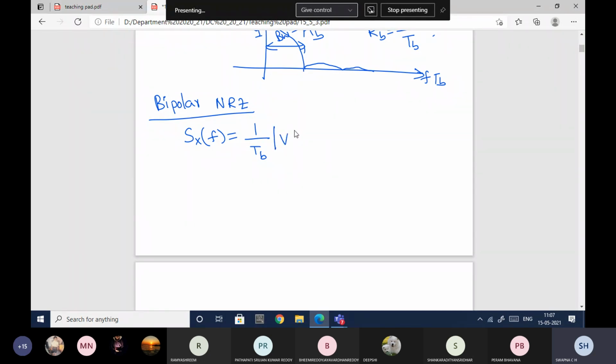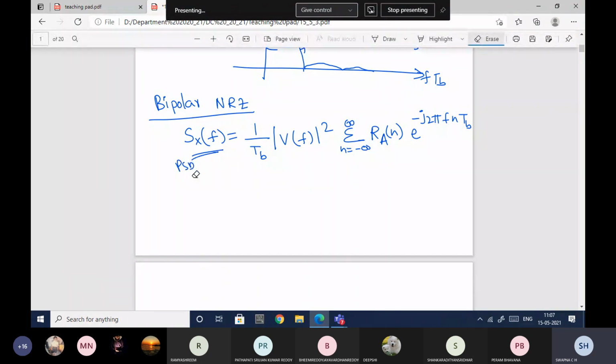1 by TB mod V of f whole square, summation n equal to minus infinity to plus infinity, Ra of n e power minus j 2 pi f n TB. Okay, so this is what we need to find. This is the equation we use to find power spectral density. Sx of f is nothing but the power spectral density.